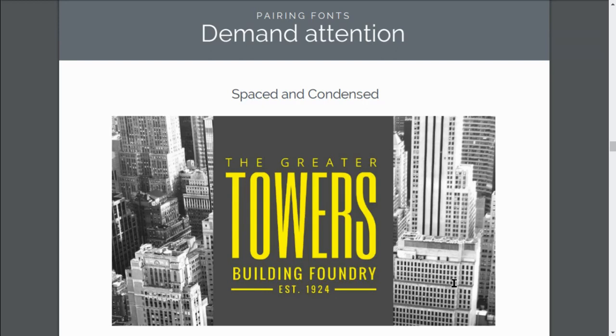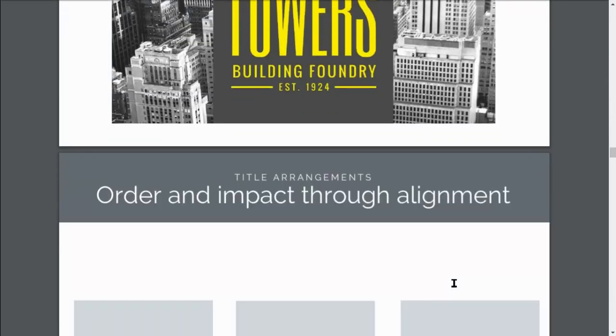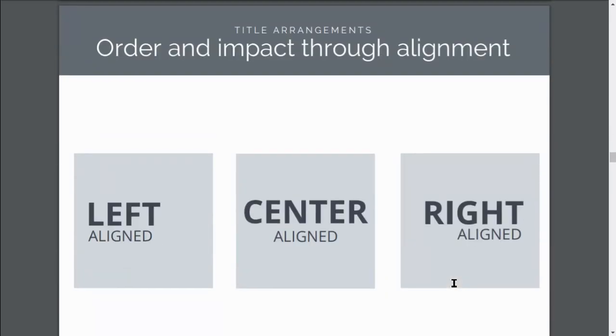Demand attention to specific text elements in your design by using text spacing and pairing condensed text with a breathable and mildly spaced text, as in this example. Using careful placement of your text, you can create visual order and impact to your overall design.